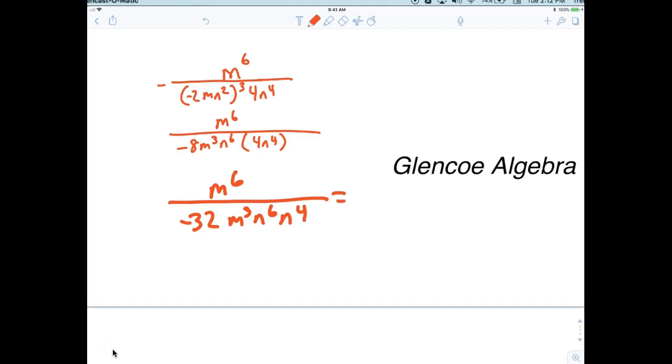So now my answer is, I'm going to write this as negative 1 over 32. Does everybody agree it doesn't matter where the negative goes? It's usually either out in front or in the numerator. We normally don't write it in the denominator. Now, that's not the final answer, of course, because how many m's are up top? How many on the bottom? So that leaves me with m cubed. Now, how many n's? All together? 10. There you go.